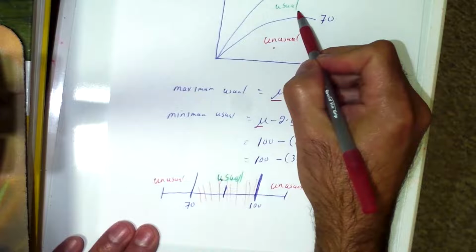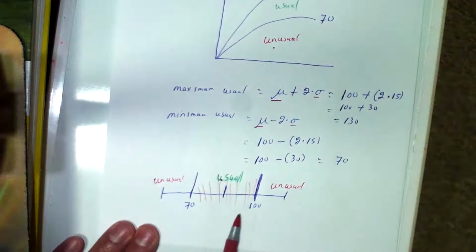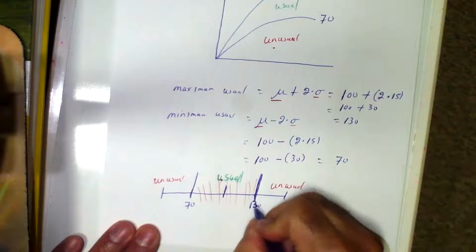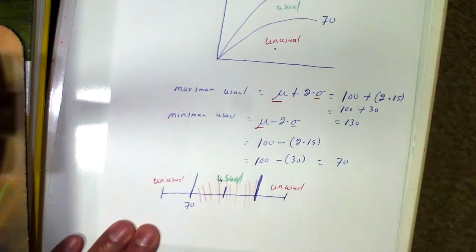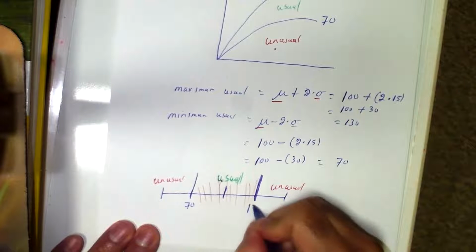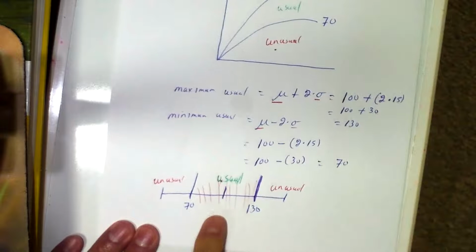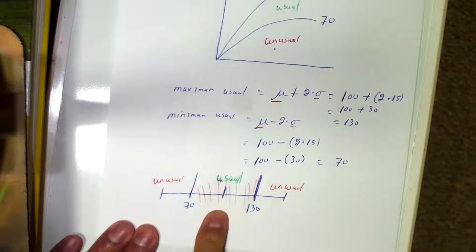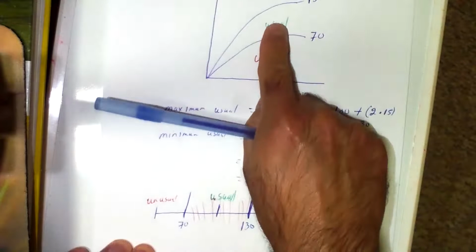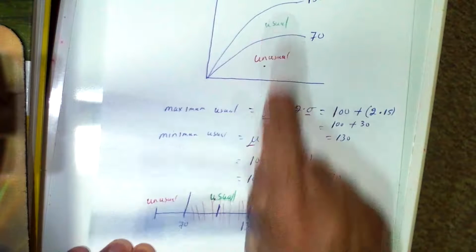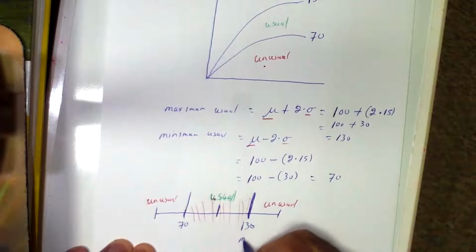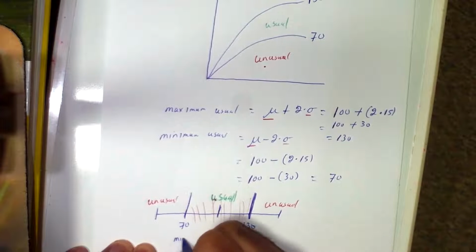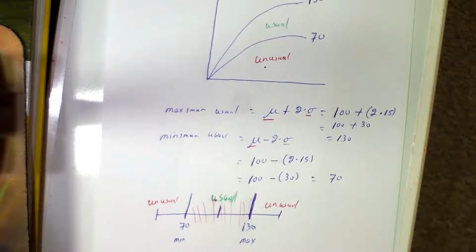A child with an IQ of 100... that should have been 130, right? It's 130. A 100 would fall in the usual, and then if a child had an IQ of 146, whoa, that's way above the max. So this is the max, this is your minimum. And so that's how it works.